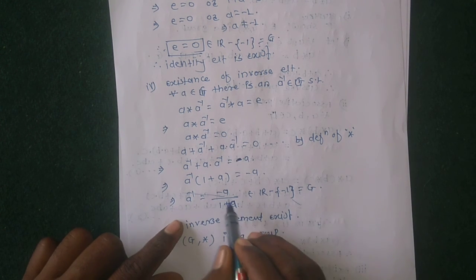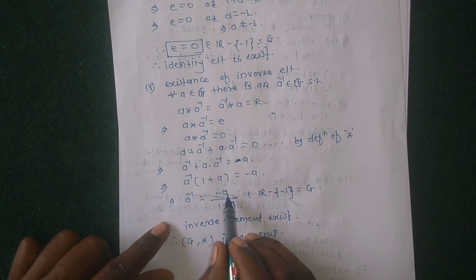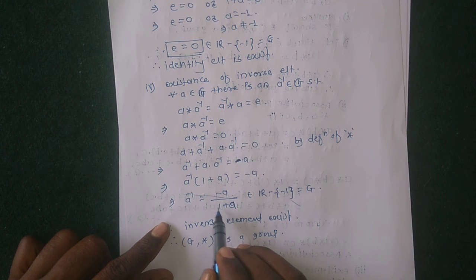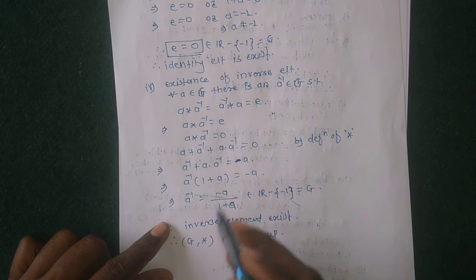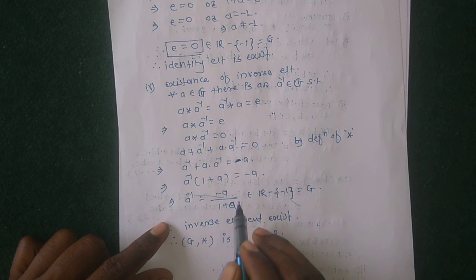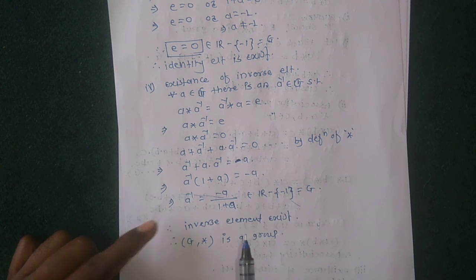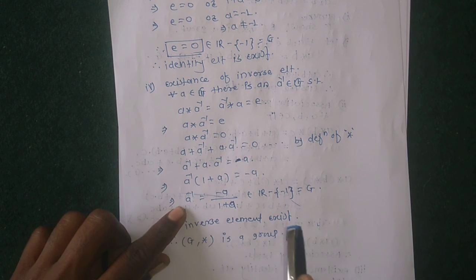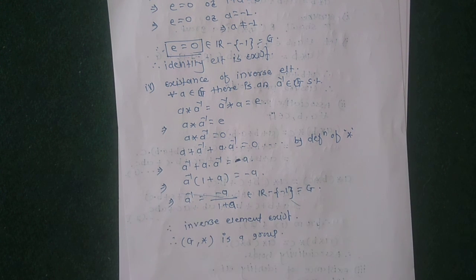This value must not equal -1, because a is not equal to -1, its negation is also not equal to -1, and 1 plus a is also not equal to -1, so their division is also not equal to -1. This is a real number, because the division of two real numbers is again a real number. Therefore a inverse belongs to the given set G. Therefore the inverse element also exists in that set. Therefore all properties are satisfied, and G is a group with respect to the given binary operation star.